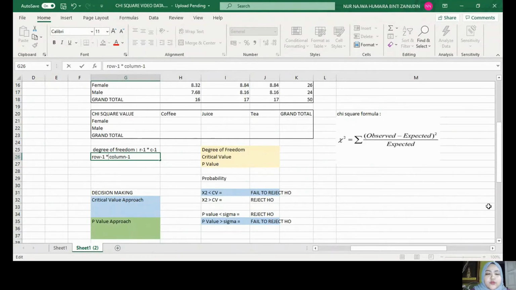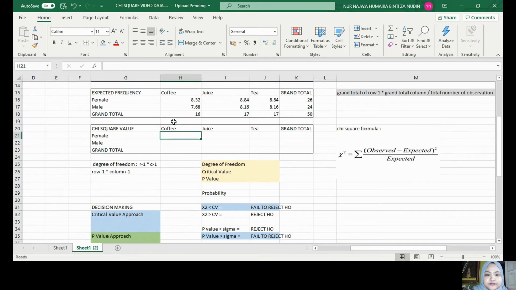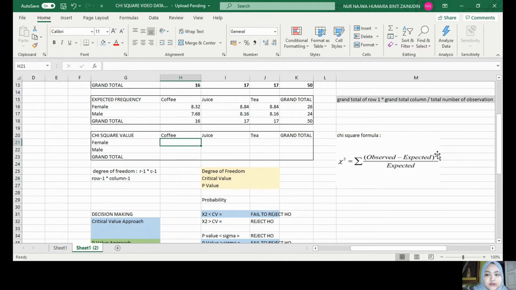Okay, next we will find the chi-square value. To find the chi-square value, you will need to use the formula chi-square equals the total of observed minus expected, power to 2, divided by expected. So I will show you how to find the value using the formula. For the first cell, because this is a square, or power of 2, we will need to use the formula for power.